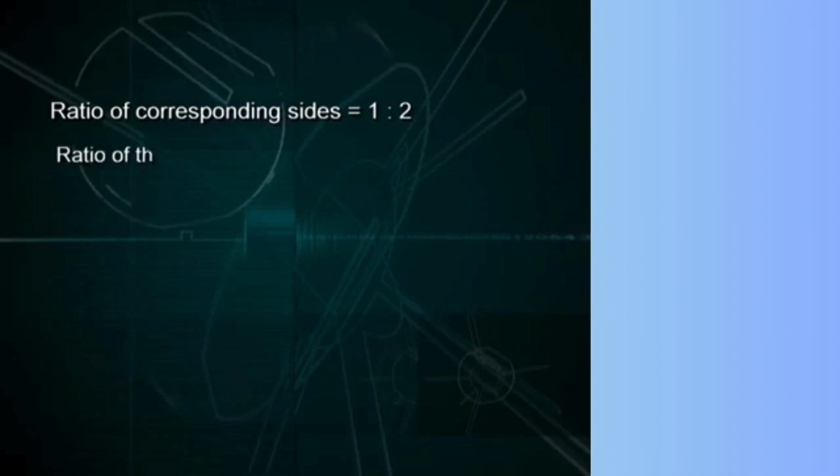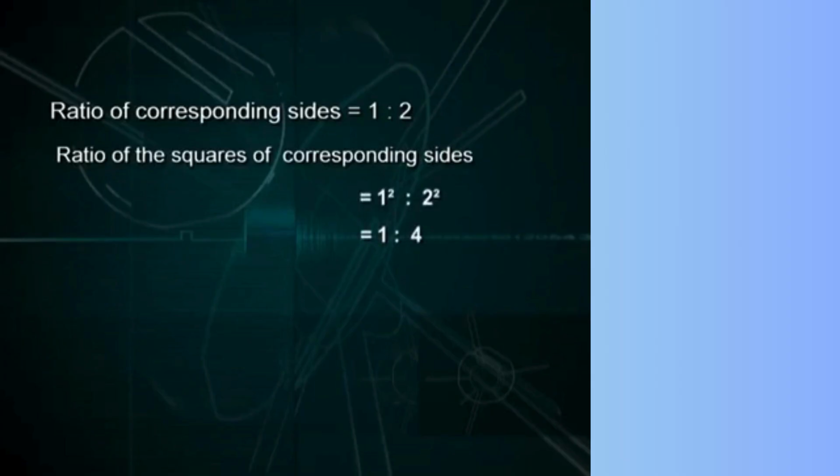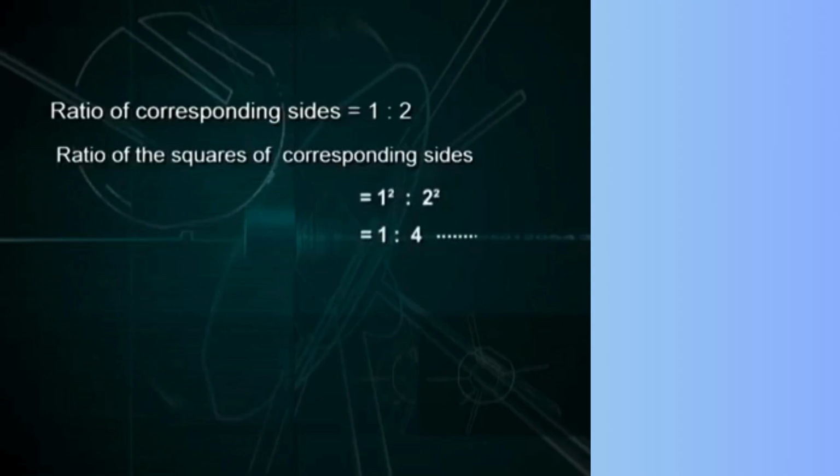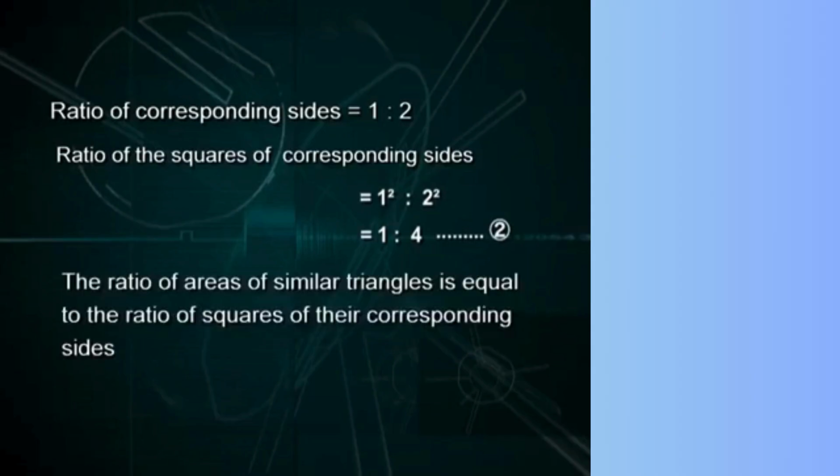Now, the ratio of square of their corresponding sides is equal to 1 square is to 2 square, which is equal to 1:4. From equation 1 and equation 2, it is very clear that the ratio of areas of similar triangles is equal to the square of the ratio of their corresponding sides.